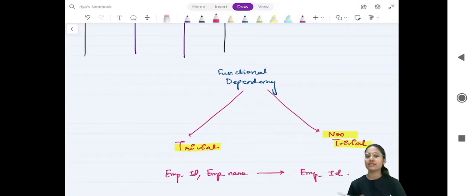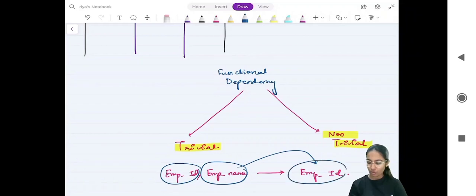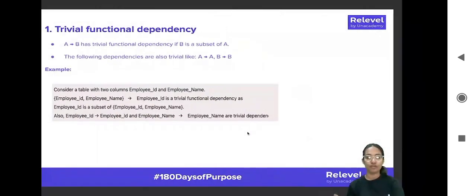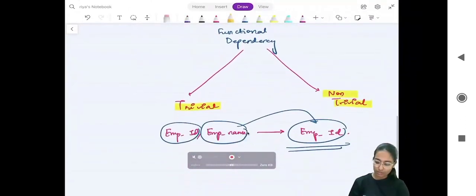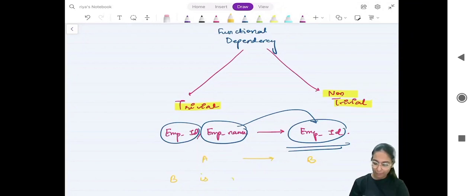Correct? That is correct, right? And that is pretty obvious as well. If you know someone's employee ID and you know that employee's name, then obviously you know the employee ID for that person as well, right? That's pretty obvious. And here this was A and this was B. And here very well B is a subset of A, right?